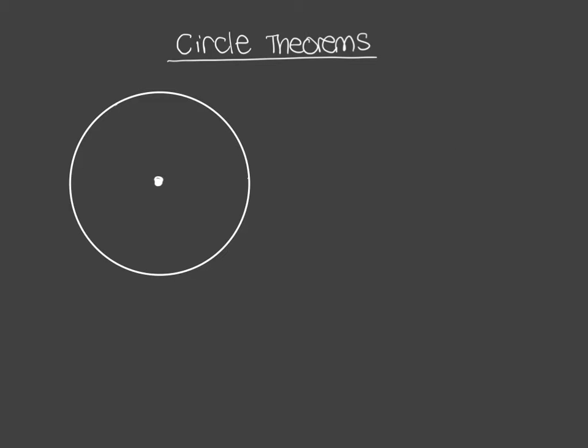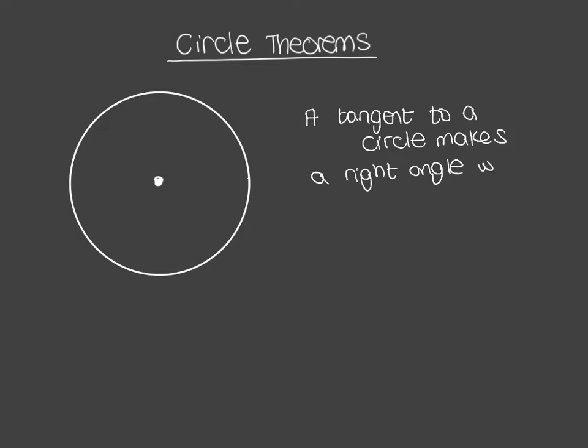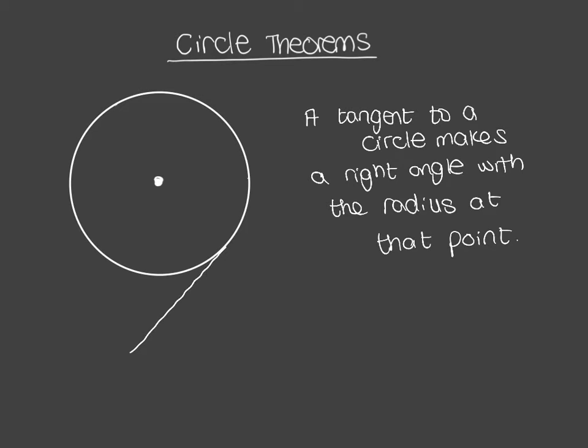Okay, the next circle theorem we're going to look at today is the rule that says that a tangent to a circle makes a right angle with the radius at that point. So what we mean is a tangent to the circle is just a line that just touches the circle. So it's any straight line, as straight as I can be, that just touches the circle at a point. That's a tangent to the line.